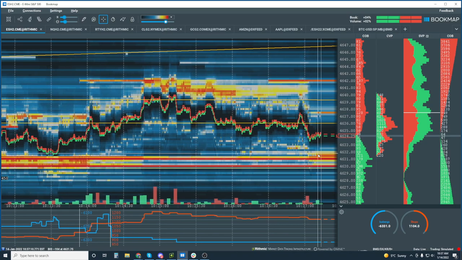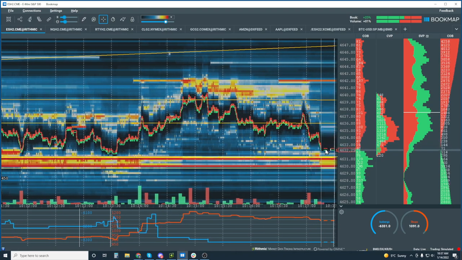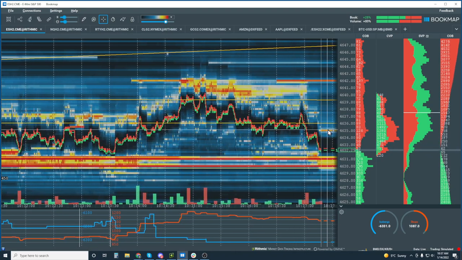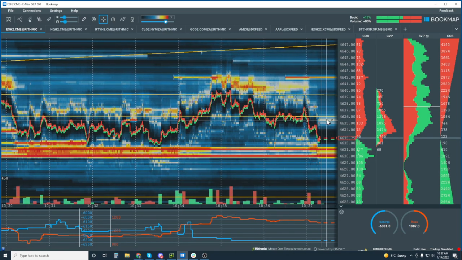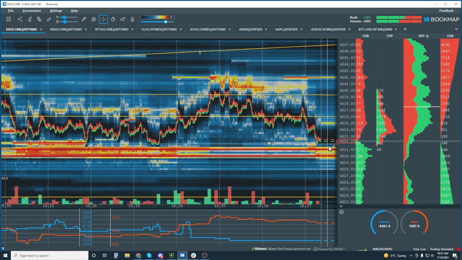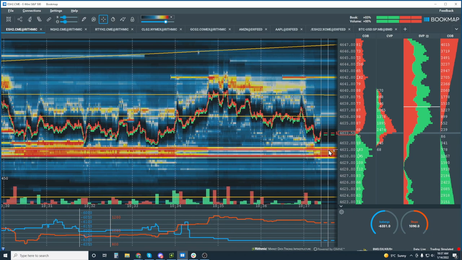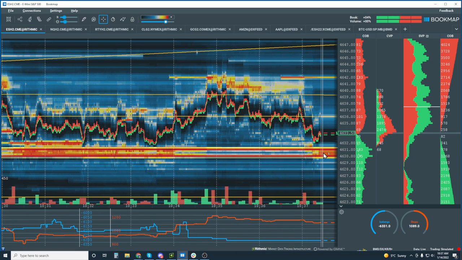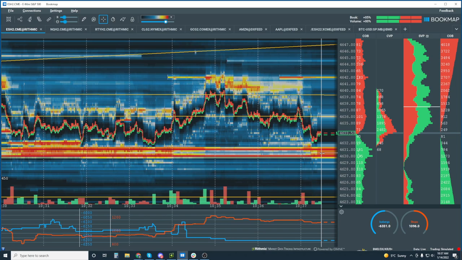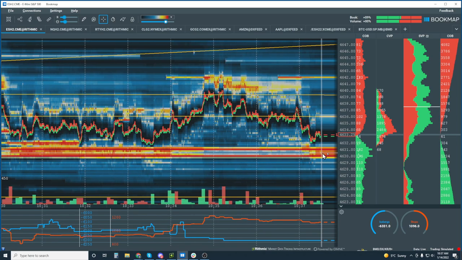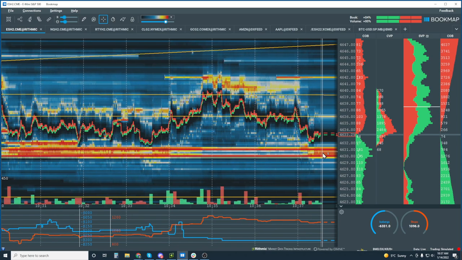Okay, bigger picture though, we're still looking for this to fill down here, 30, 31. And here we go. Here they go. Moving down on the offer, and they're just kind of staying here in the book between 30 and 31. Now they're starting to add in a little bit. Okay, so they want to be buyers here.